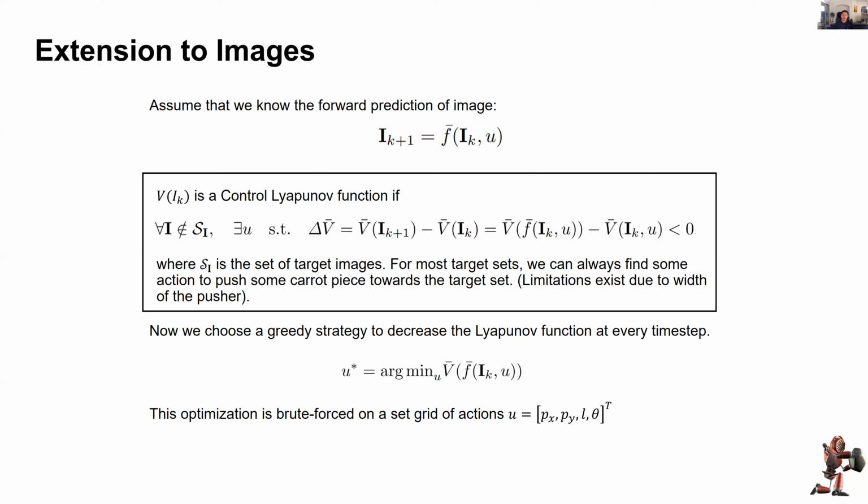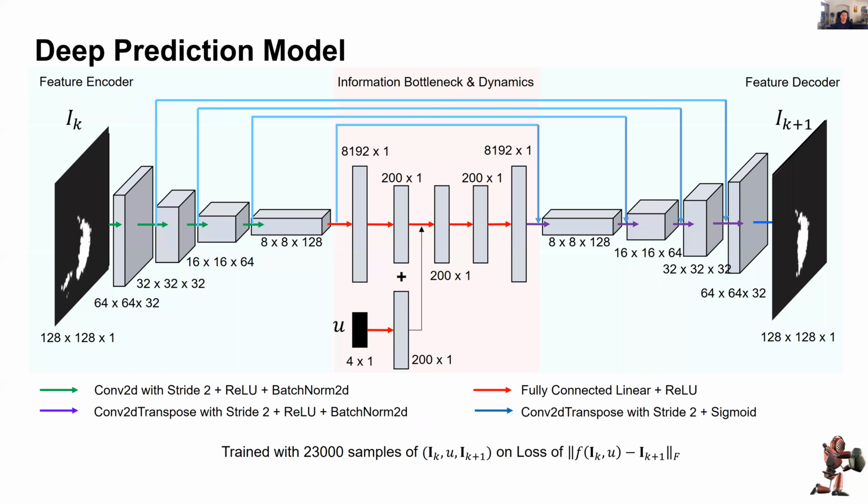So the natural question to ask now is, how do we get the prediction model from data? The first choice we made was using a deep prediction model. So it's a typical deep learning model trained end to end. We have an image and an encoder, we have some dynamics layer going to a decoder. And we tried to train this with 23,000 samples, just on the prediction error. And over time, we found that it is possible to achieve a good loss curve and a good prediction error overall.